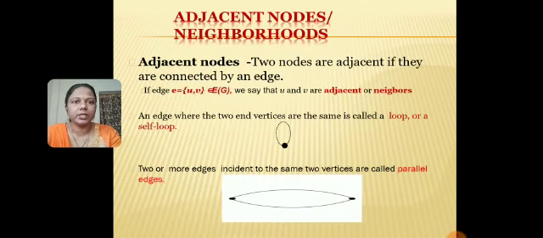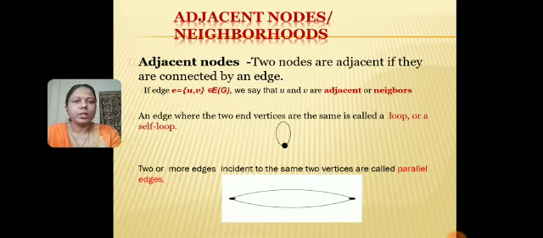Now the next definition is adjacent nodes or neighborhoods. Adjacent nodes: two nodes are adjacent if they are connected by an edge. If edge e equals uv belongs to E of G, we say that u and v are adjacent or neighbors. Next definition is self loop or loop.